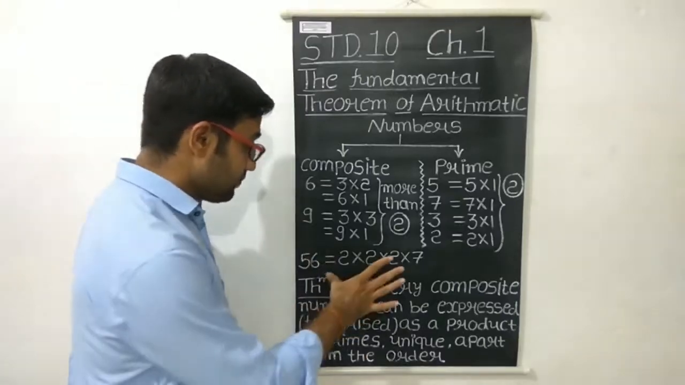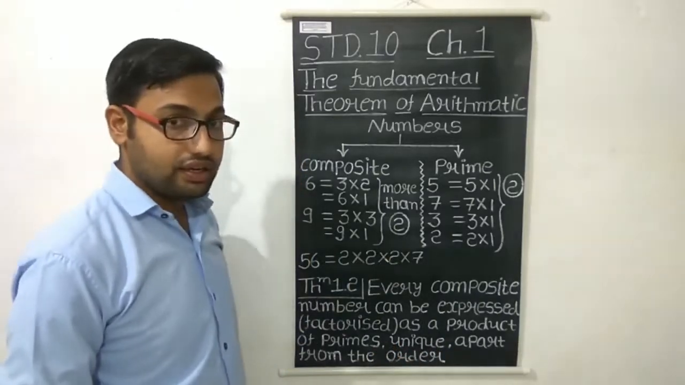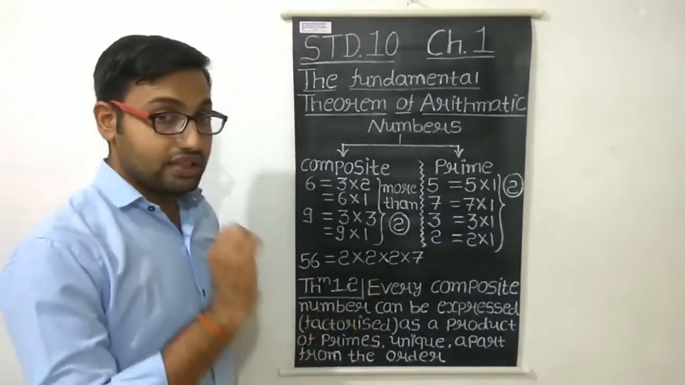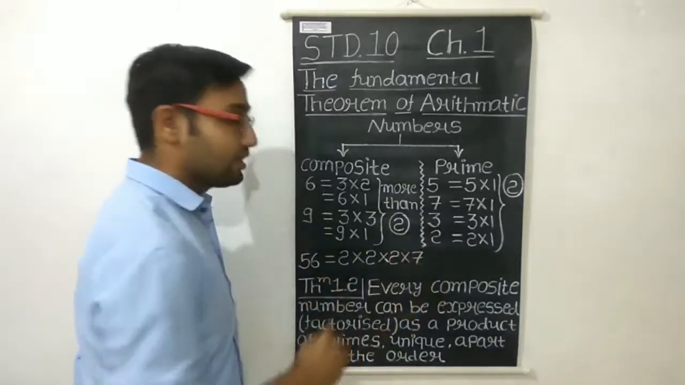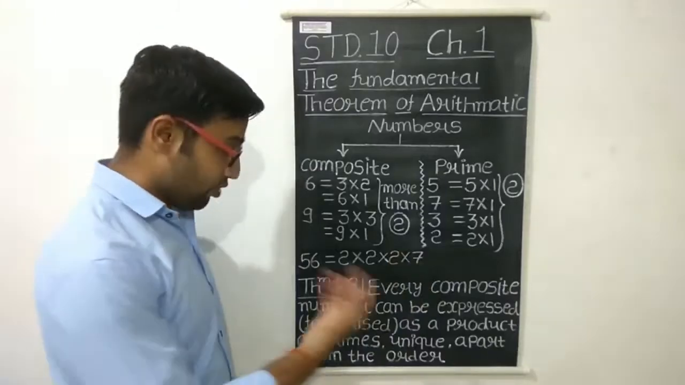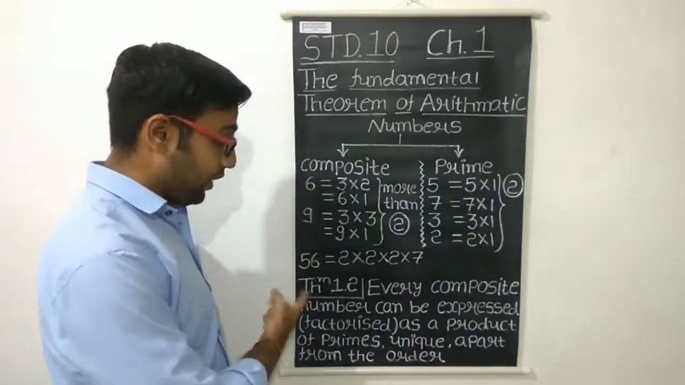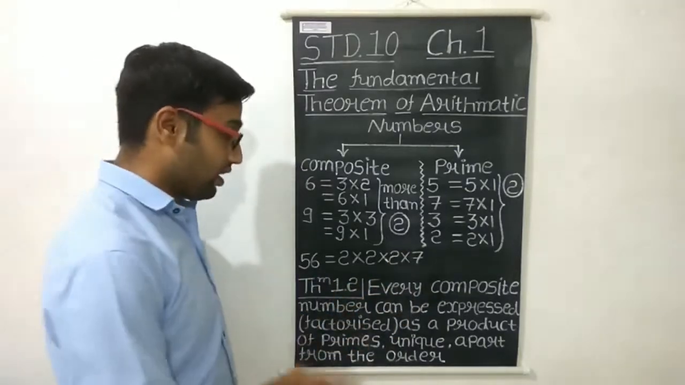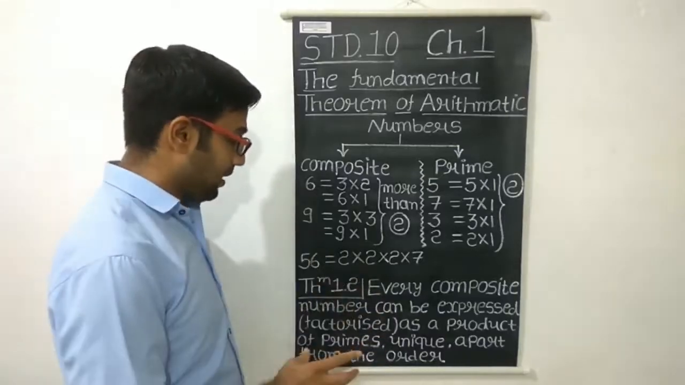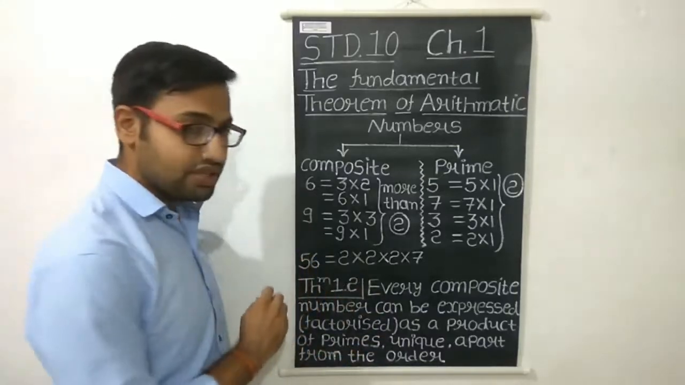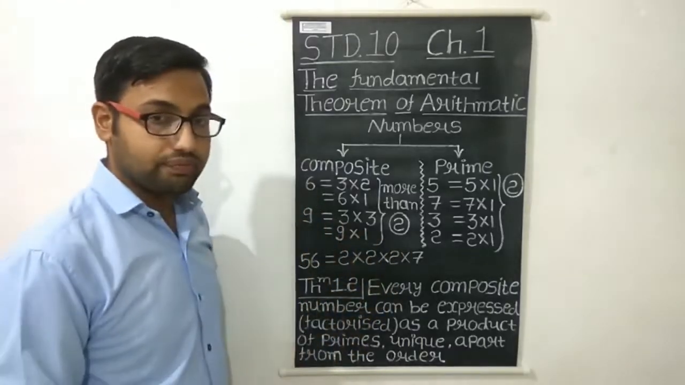So this factorization is unique, right? This factorization is unique. That means no other prime factorization we get other than this, right? We cannot get 3 in the factorization of 56. We cannot get 5 in the factorization of 56. We cannot get 11 in the factorization of 56. We get only these prime factors whenever we factorize 56. We get 2 three times and 7 one time.